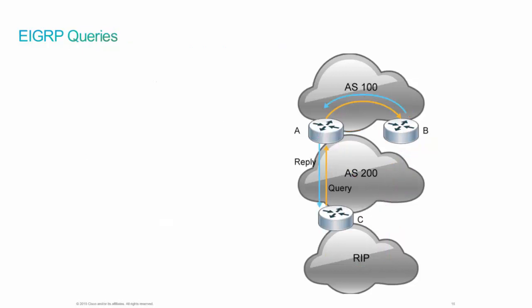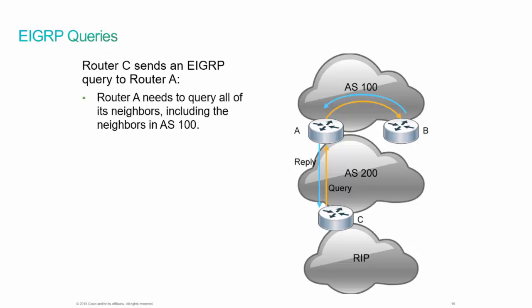Let's say that a route that was redistributed from RIP into AS200 is lost. So router C sends a query to router A. Now, what is router A going to do? Well, router A has to query all of its neighbors, and that's what's happening here. So it queries its neighbors, which include its neighbor in AS100, which is router B here. Now, router A replies for AS200, and router A sends a query in AS100.